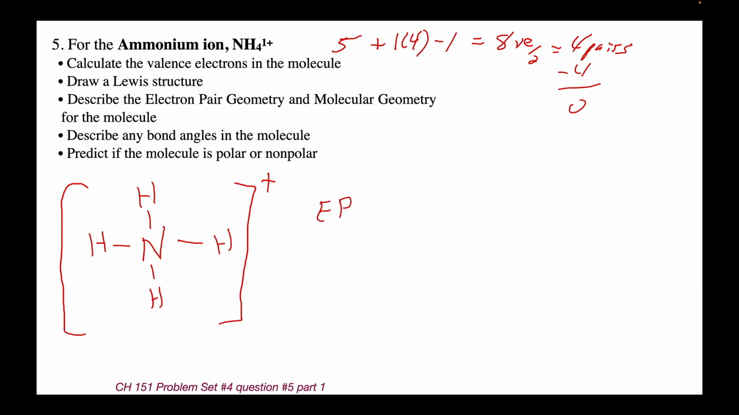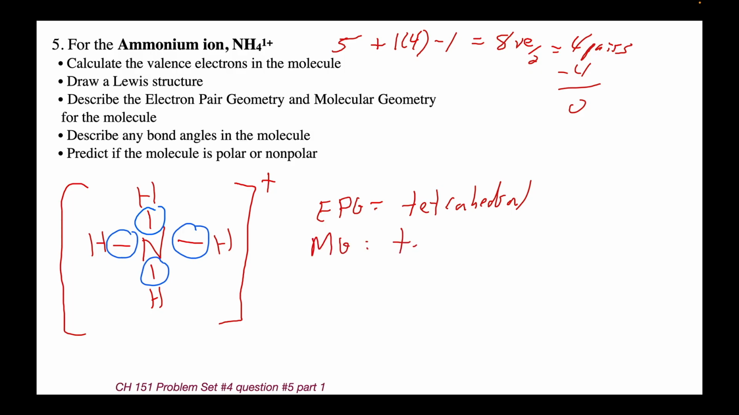Now, electron pair geometry, pretty chill. The nitrogen, like the other ones we've seen, has 1, 2, 3, 4 clouds around it. All the clouds are connected to atoms. They're all the same kind of atom, too. So 4 clouds means the EPG is going to be tetrahedral. And molecular geometry is going to be the same. There are no lone pairs, so EPG and MG will be the same. They're both tetrahedral molecular geometry. Anytime you have tetrahedral, it's 109 degree angles, like the other ones we've seen so far.